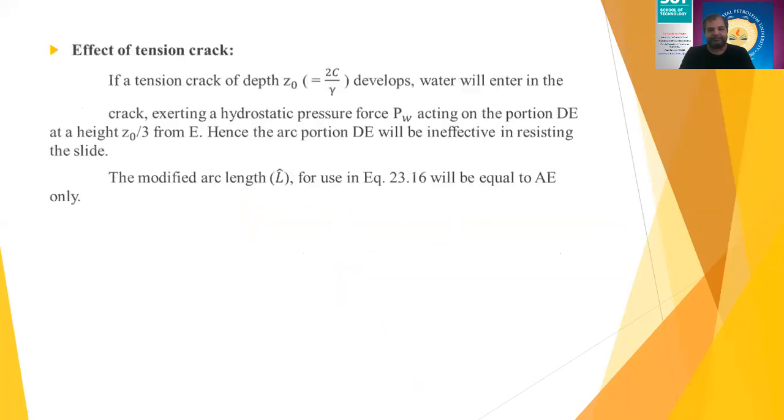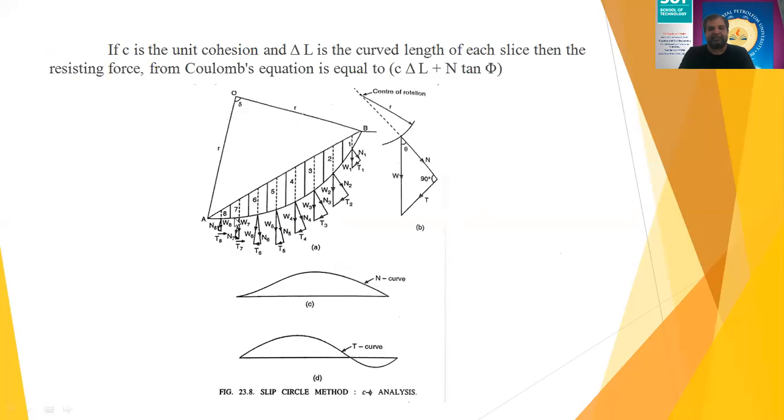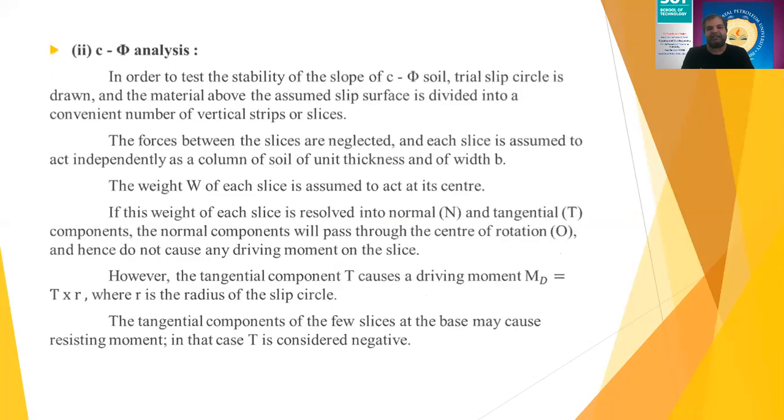Now let's go further. Then we discussed the C phi soils, and in the same way we derived like this. I'm discussing this method again because I would like to complete it in more detail today. So in order to test the stability of C phi soil, a trial slip circle is to be drawn, as in the case of the previous method. The material above the assumed slip surface is divided into a number of vertical strip slices.